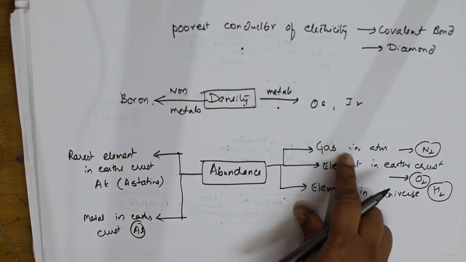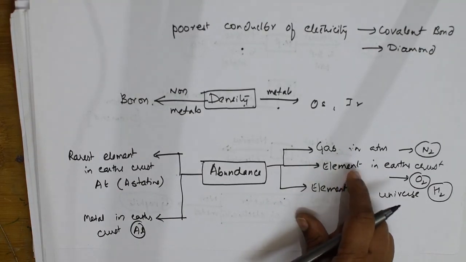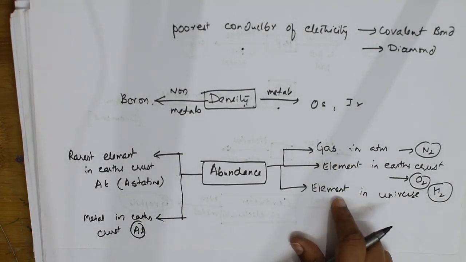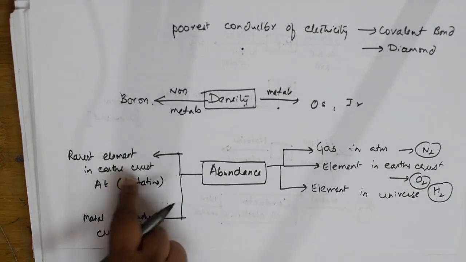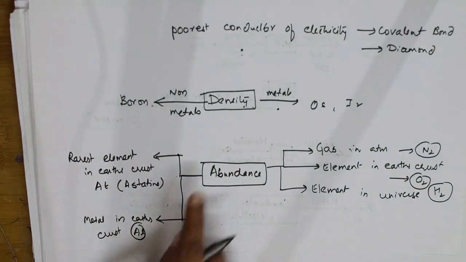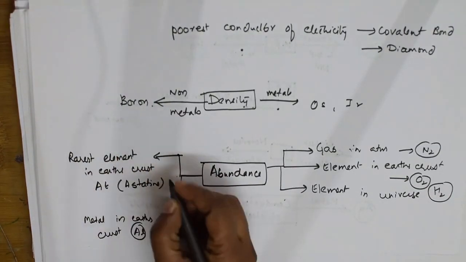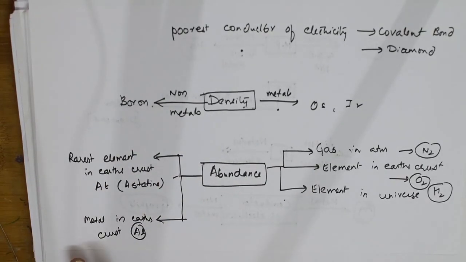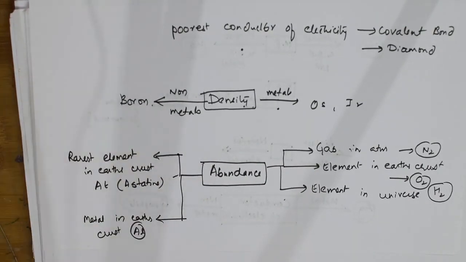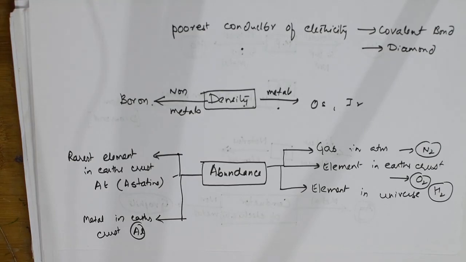Okay. Gas in atmosphere, abundant element in Earth's crust, abundant element in universe, and the rarest element in Earth's crust. Not abundant, basically the rarest element, right? And this is different. Rarest element in Earth's crust, astatine. Metal in Earth's crust, aluminium. I think all the information is there under this page.